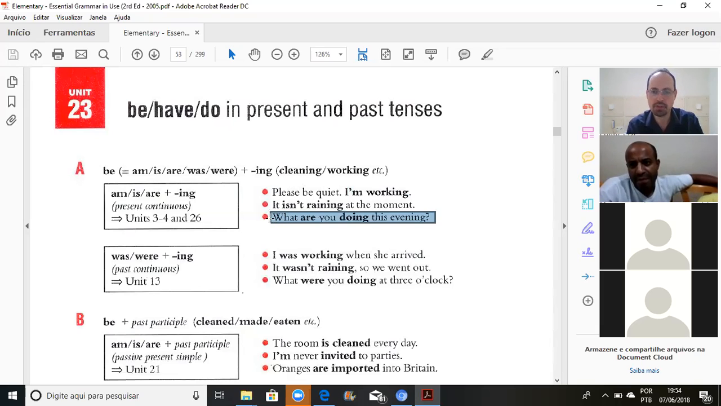And I can use this structure in a different way also. For example, I could ask you, what are you doing tomorrow? And then you say, tomorrow I am working. All right? It's just for you to have an idea that this structure can be used for future also. But we are going to learn it better later, okay? In the next units.